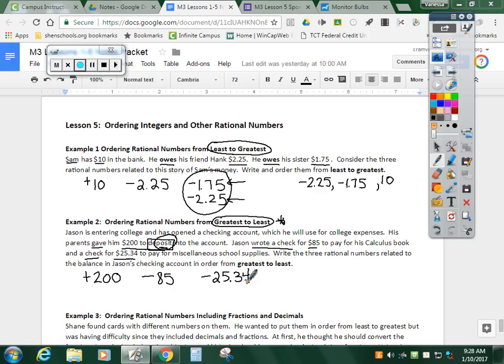So I'm doing greatest to least this time. So the greatest one is going to be the only one that is positive. That's $200. Okay, now, which one is the next greatest? I'm thinking here. Down $85 or down $25.34. The next one is down $25.34. Because if you thought of a number line and you said, okay, I'm going past zero, down from 200, and I'm at negative 20, negative 40, negative 60, negative 80.